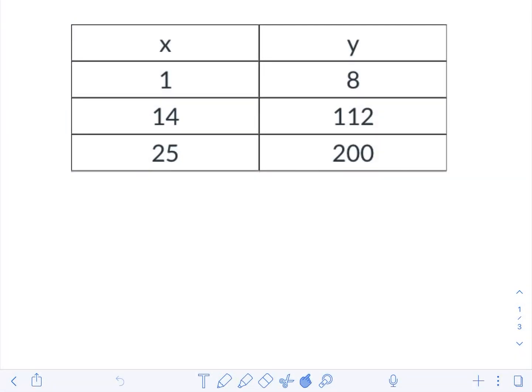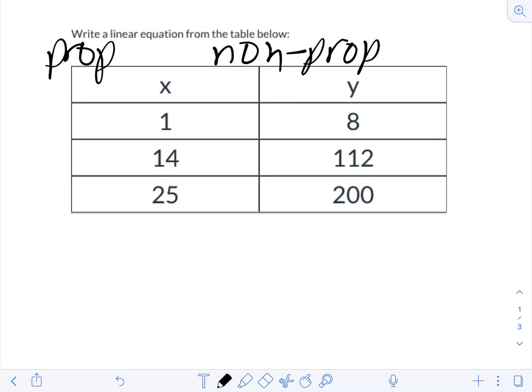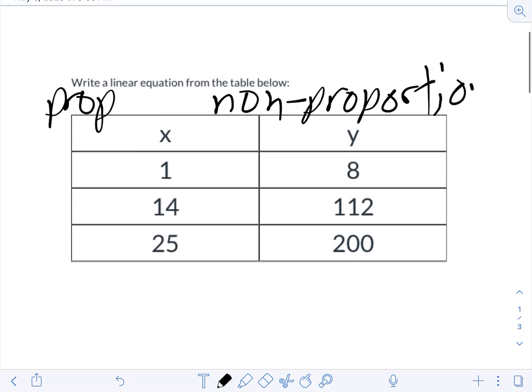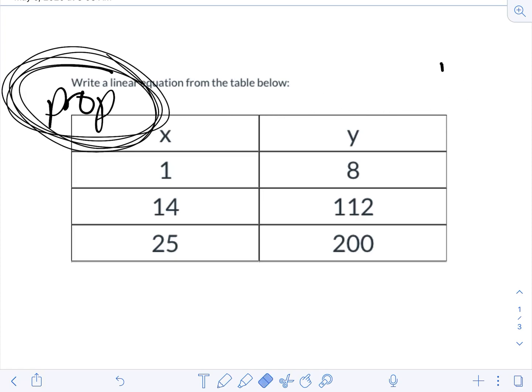Okay, so now what we're doing is we're going to use what we know about slope to find the linear equation of the table. Now, there's two kinds of linear equations, okay? Remember, there's proportional, and then there's non-proportional. We're going to focus today on proportionals. Then tomorrow we'll do non-proportionals, and it'll be great.